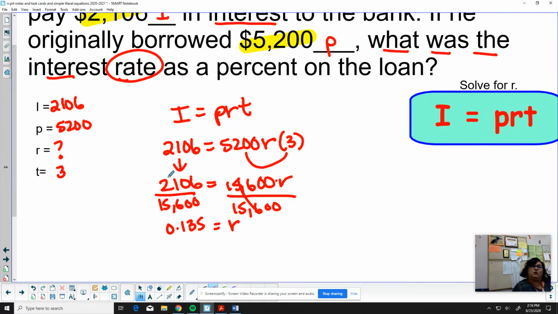Now, interest rate is always a percent. So I move the decimal over. 1, 2. So this is a 13.5% interest rate.